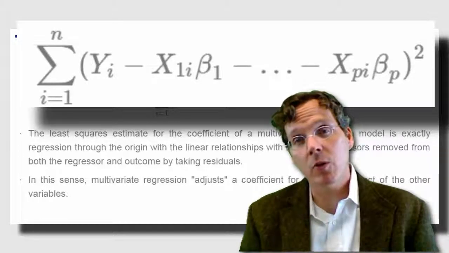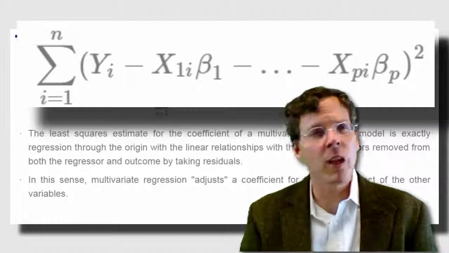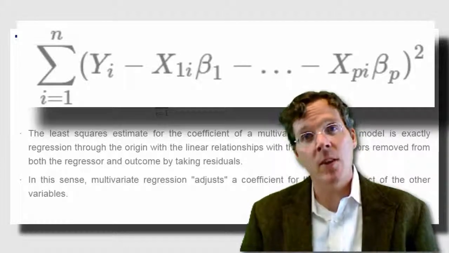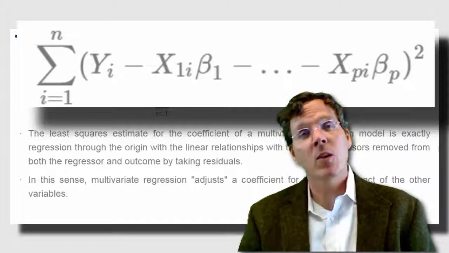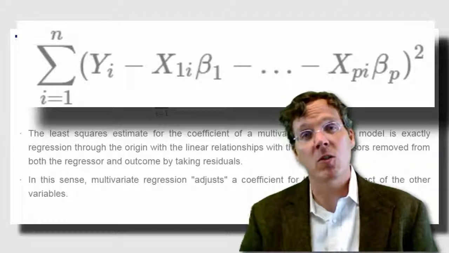So what we're going to do now is go through some computer experiments to illustrate that this is how lm works. And then in the next lecture, we're going to go through some examples and how we interpret the coefficients in context.